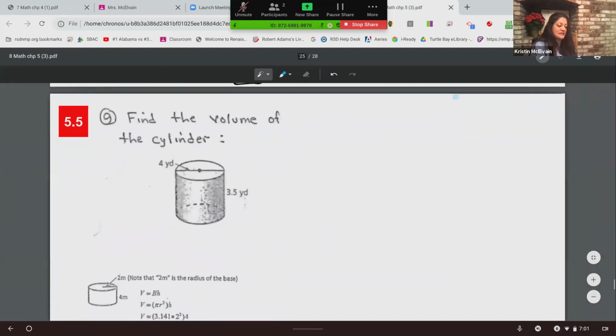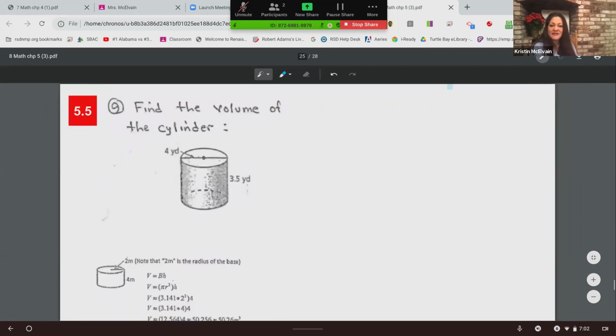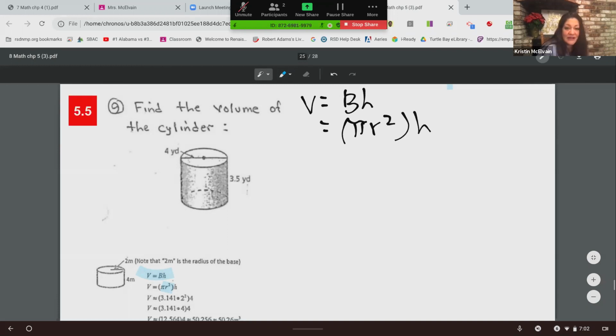That brings us to number 9, which says find the volume of the cylinder. Right down here is the example that was on your homework page. The volume of a cylinder is V equals B times H, base times height. Of course, the base of a cylinder is a circle, so it has an area of pi r squared. So for number 9, volume equals base times height, which is pi r squared times height.